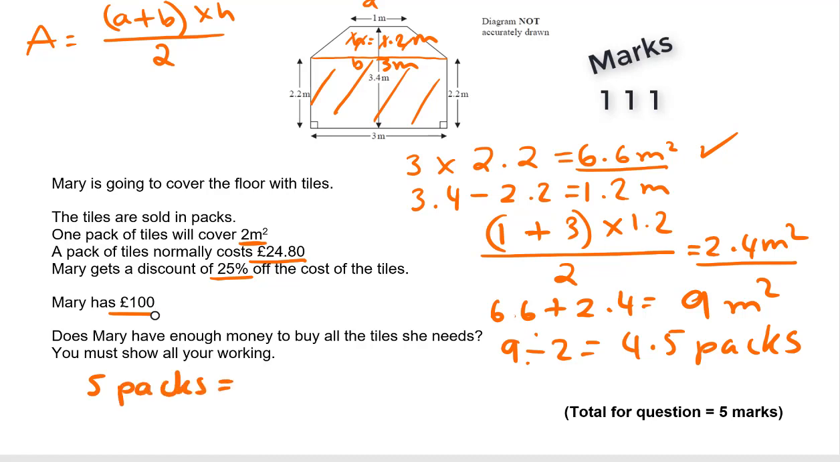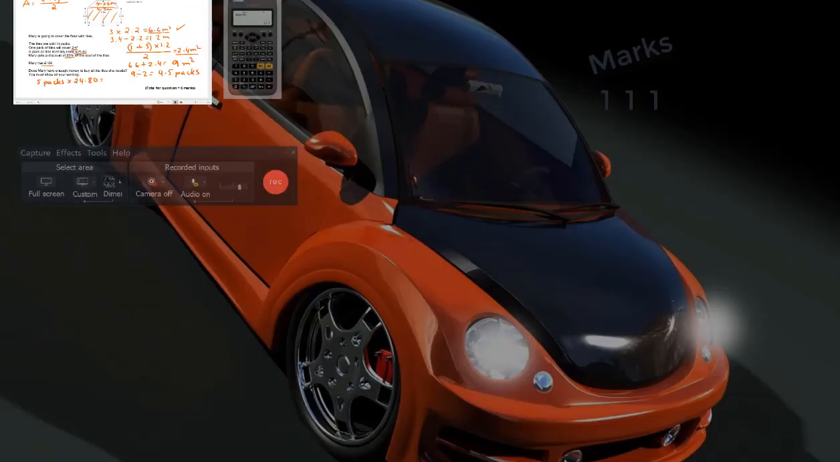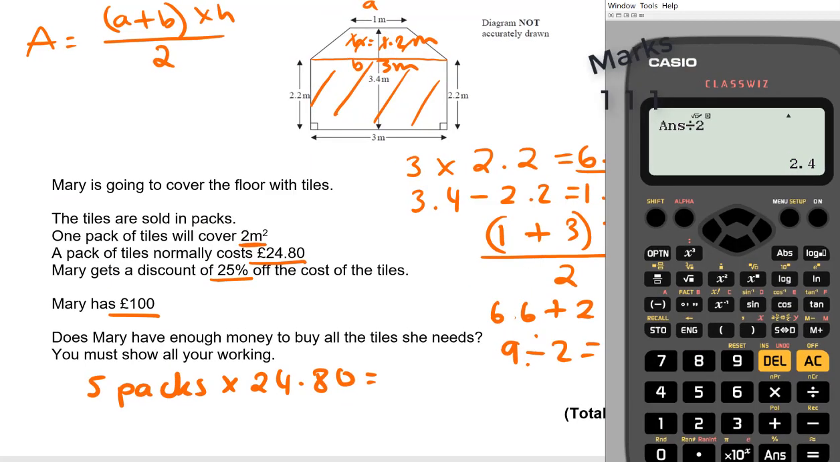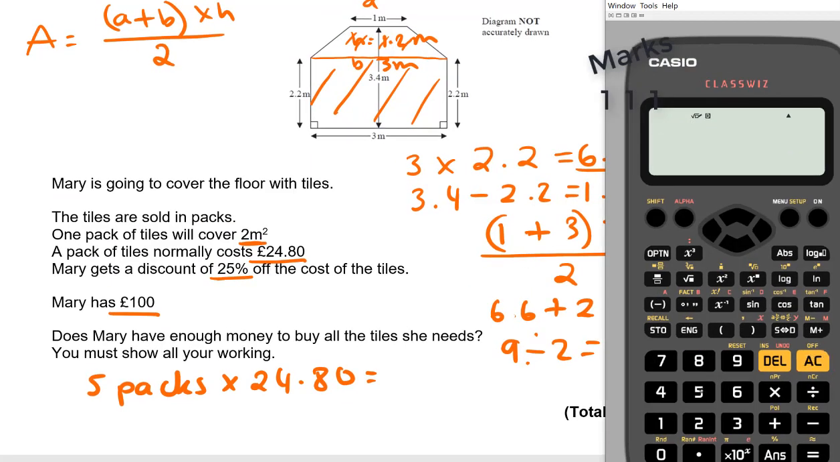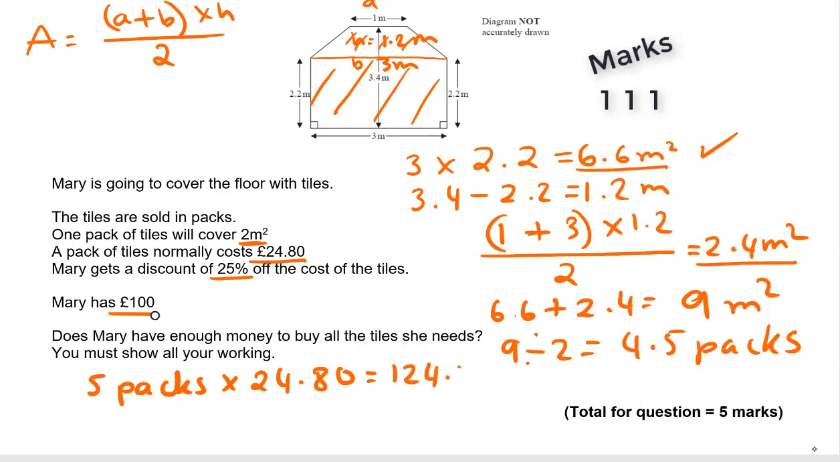And now work out the cost. So 5 packs times by, each pack costs £24.80. Let's work out what the total cost is. Clear the memory of the calculator. 5 times £24.80 gives an answer of £124. Now, Mary does get a discount of 25%, and we underlined this information already.